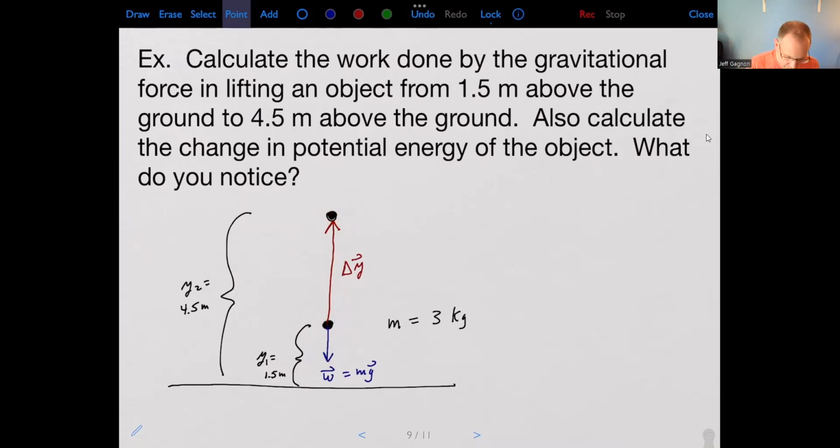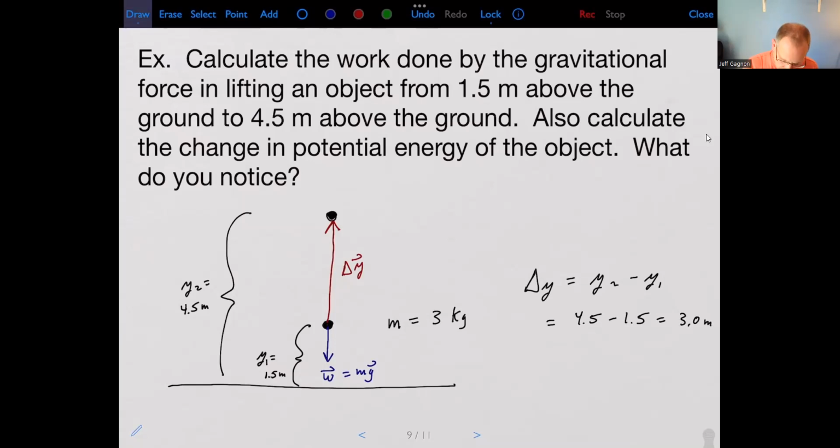Okay, so first of all, we know that the change in the y position, the displacement in the y direction, is going to be y2 minus y1. So that'll simply be 4.5 minus 1.5, which is going to be 3 meters. All right, so we have that.